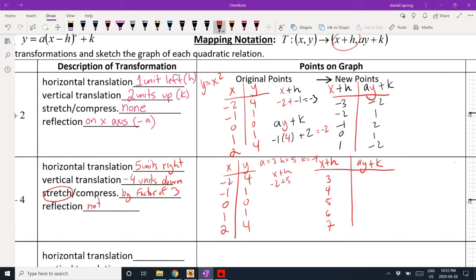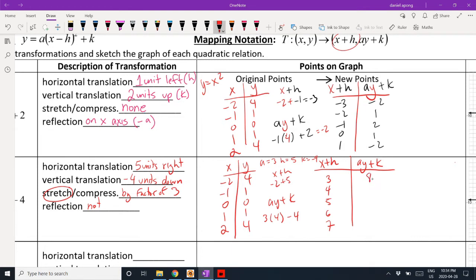Then we're going to go down the next list, and we're going to multiply by a, which is 3 times, it's going to be a times y plus k. And so it's going to be 3 times our y value. I'm just going to plug in the first one here, which is 4, plus k, which is negative 4. So if you do this calculation, 3 times 4 is 12, minus 4 is 8.